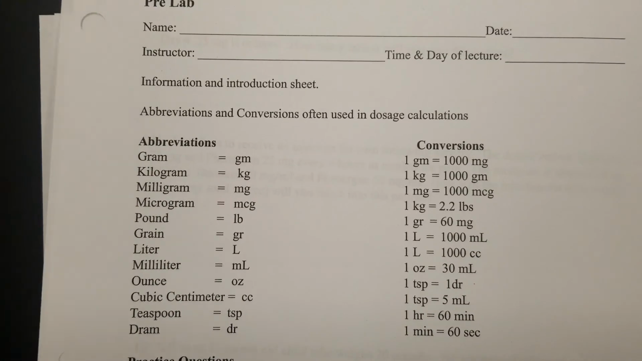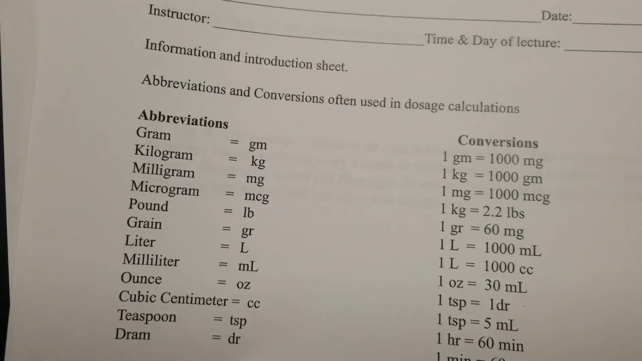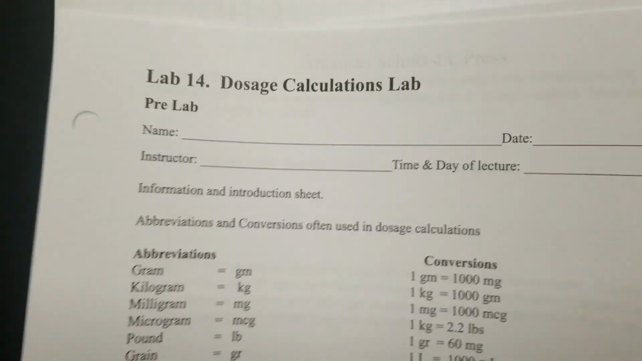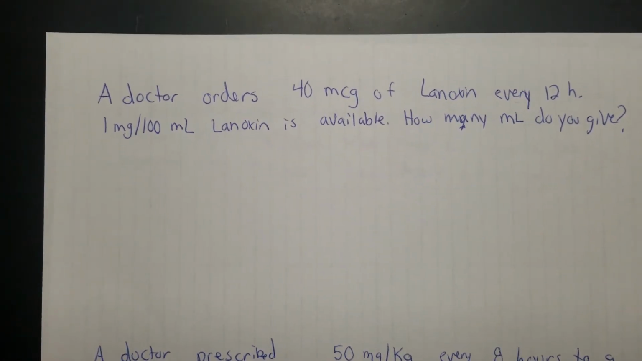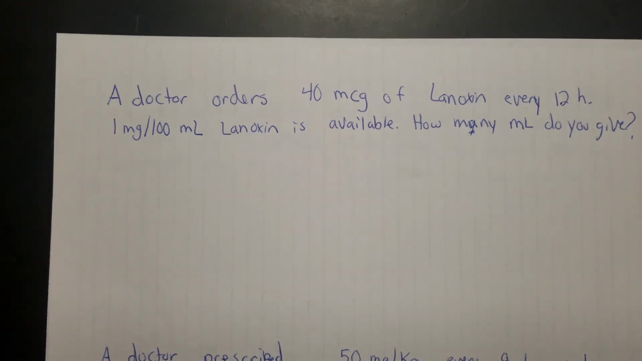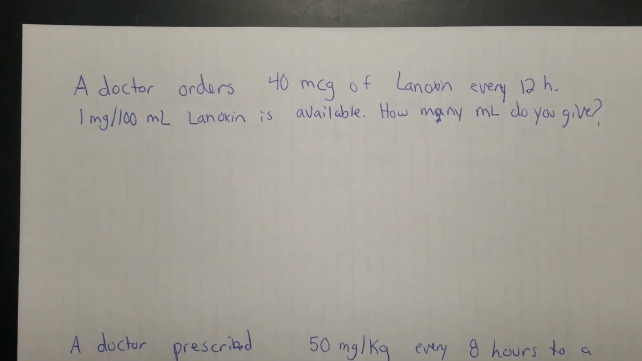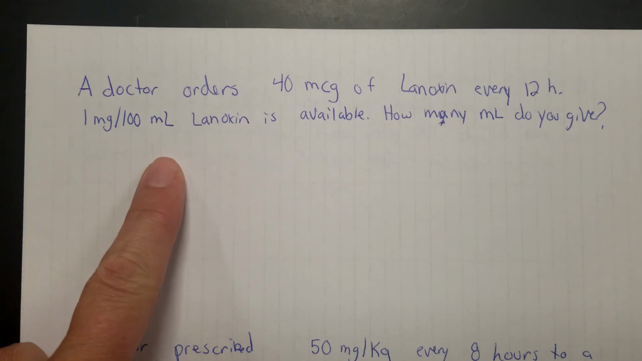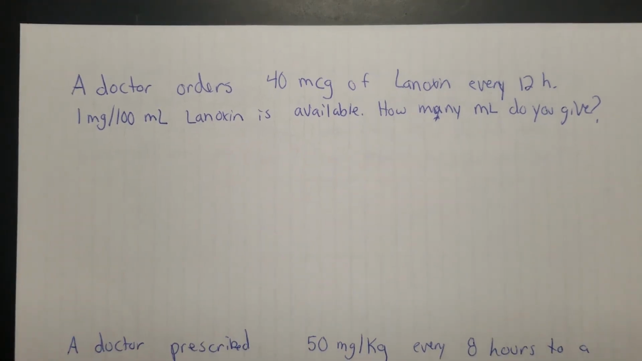So what I have done is I've prepared a few questions similar to what you're going to see in this lab. I'm going to work through those so that when you approach questions like it, hopefully it will help you get started and figure them out. So ignore my sloppy handwriting, but we have a doctor ordering 40 mcgs every 12 hours. The dose available is 1 milligram per 100 milliliters. So how many milliliters are you going to give the patient?